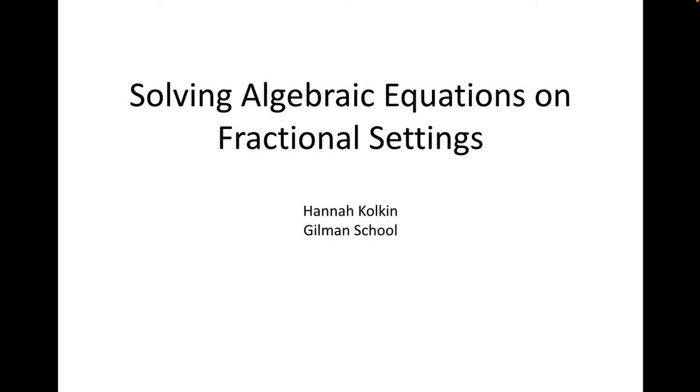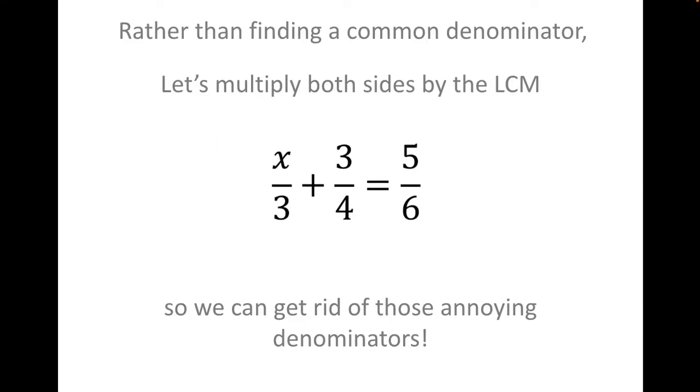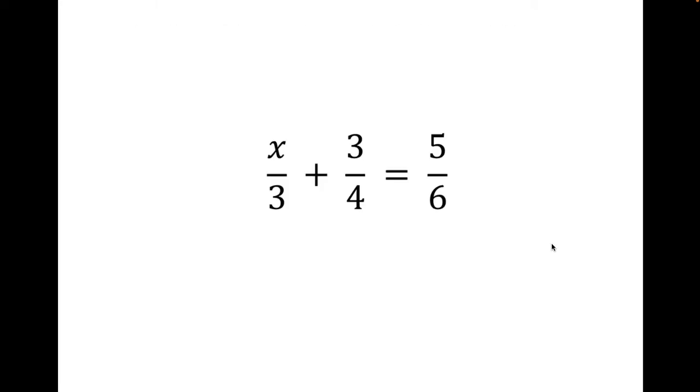Equations in fractional settings. So the type of equations we're looking at would be x over 3 plus 3/4 equals 5/6. Now, rather than finding a common denominator, we're going to multiply both sides by the least common multiple, so we can get rid of those annoying denominators. So one way to think of this is instead of finding a common denominator, you're instead going to use that as a least common multiple, and you're going to use that to multiply through and get rid of all these denominators. So what I mean is it'll look like this.